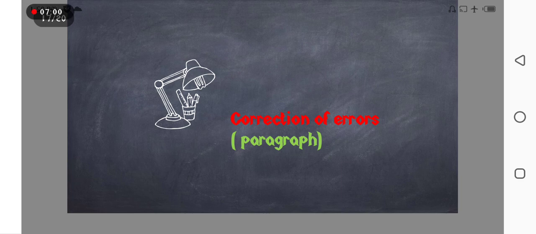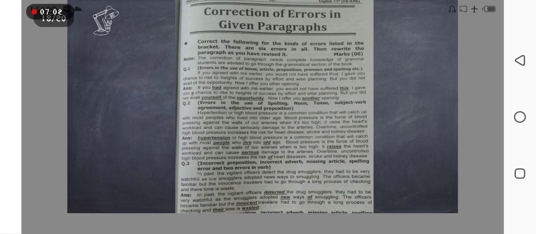Now here comes the correction of errors, the next topic. The correction of a paragraph needs complete knowledge of grammar. Students are advised to go to the grammatical section of the book. Here we have errors in the use of tense, sometimes articles, prepositions, pronouns, sometimes punctuation mistakes and sometimes spelling mistakes as well. Here a sample paragraph is given to you.